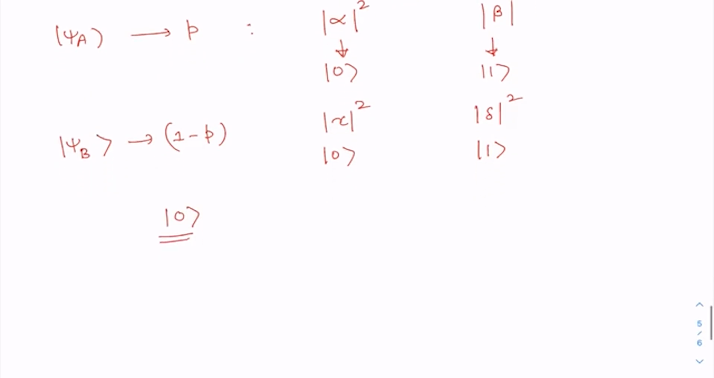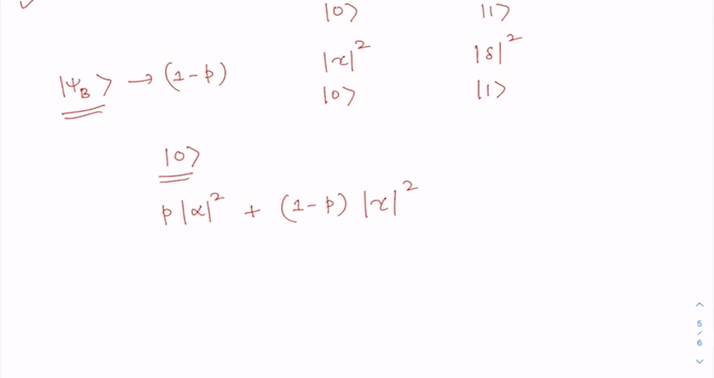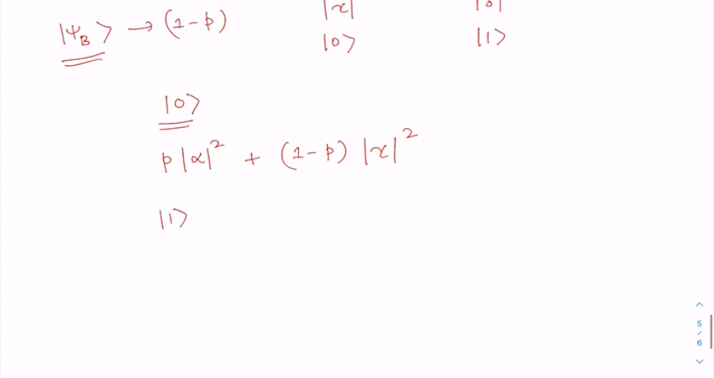Two things are happening. If we pick up say psi a, then the probability that it would be there in k0 would be p mod alpha square, and if we pick up psi b, then the probability would be 1 minus p mod gamma square. On the other hand, the probability that we are going to get the kth state 1 would be p mod beta square, and the other one 1 minus p mod delta square. So these are the total probabilities.